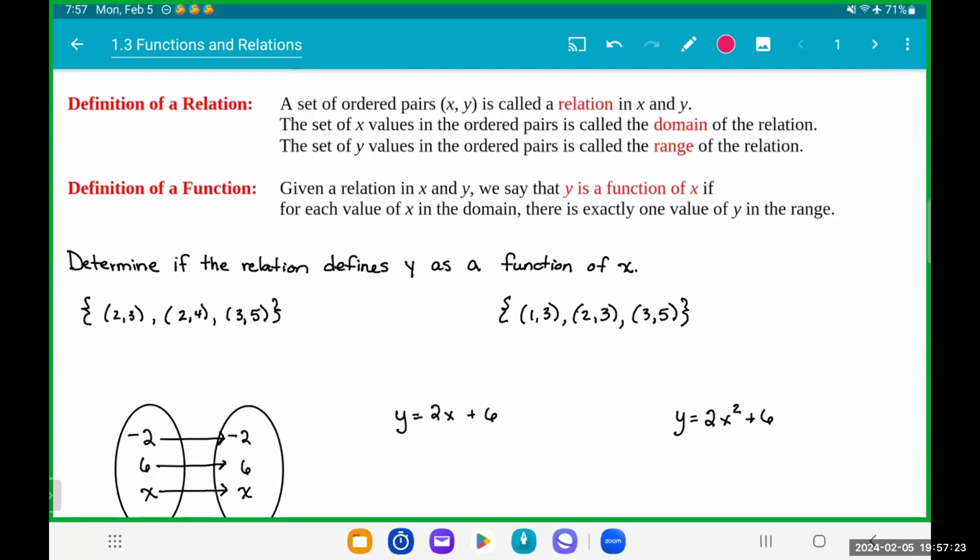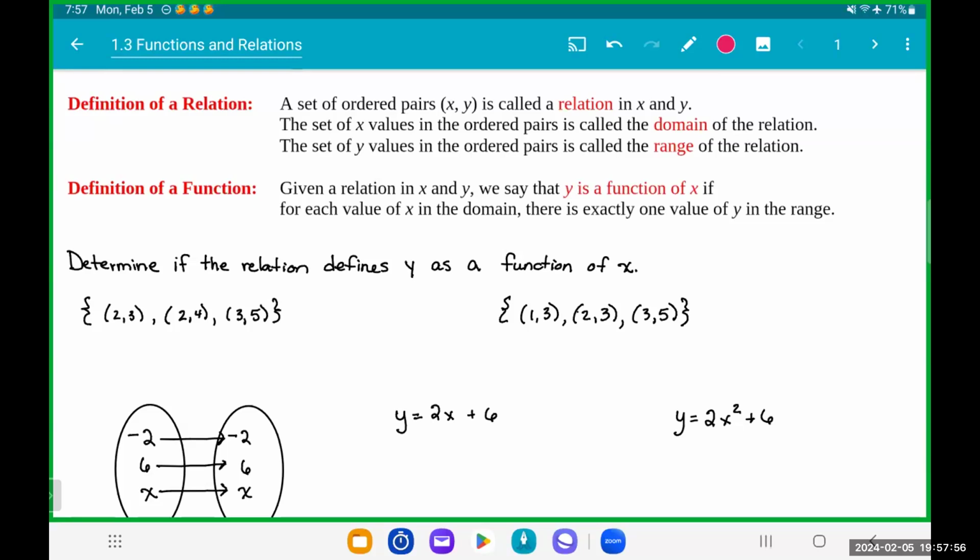The x value is called the domain of the relation, and the y is called the range, right? So when you're asked what is the domain, think to yourself the question: what values can x be? If you're talking about the range, what values can y be?